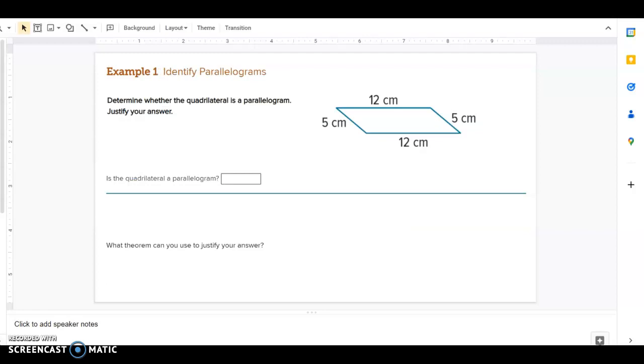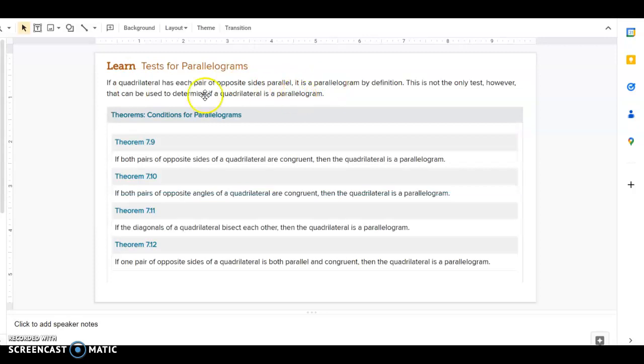So, identify parallelograms. Determine whether the quadrilateral is a parallelogram. Justify your answer. So is this quadrilateral a parallelogram? Let's go back and look. We know up at the top, it says if a quadrilateral has a pair of opposite sides parallel, then it is. But there's also other things.